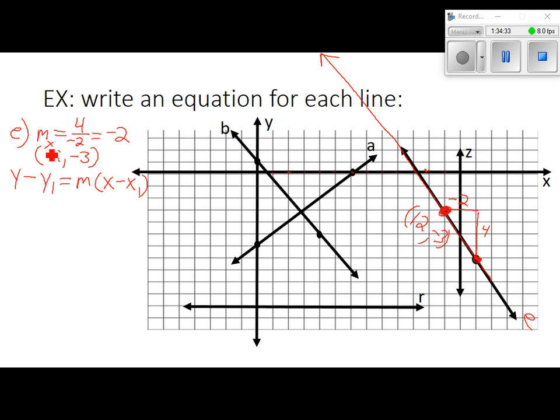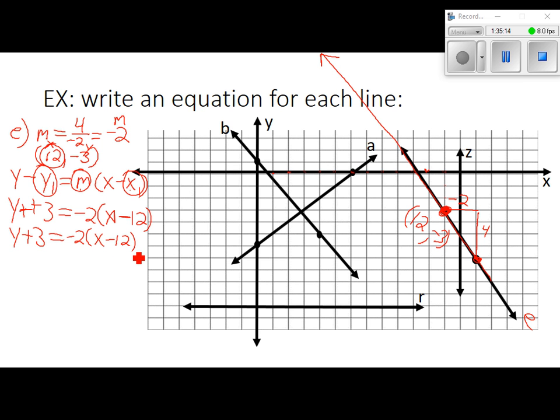This is our x, this is our y, this is our m, and we're just going to plug in to these 3 spots. So y minus a negative 3, which we'll change that here in a minute. M was negative 2 times x minus, our x coordinate was the 12 right there. This minus and negative here, we can just change that to a plus. So now it looks like y plus 3 equals -2 times x minus 12.